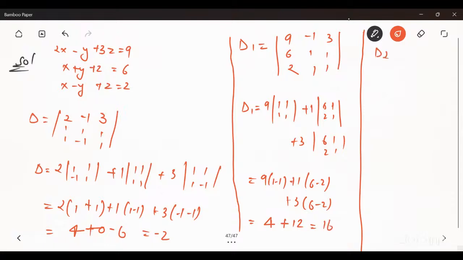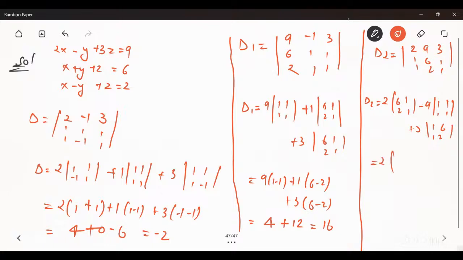Now delta 2: put the values 9 6 2 in the second column. So 2 1 1, 9 6 2, 3 1 1. So delta 2 equals 2 times (6 2, 1 1) minus 9 times (1 1, 1 1) plus 3 times (1 6, 1 2). So 2 times (6 minus 2) minus 9 times (1 minus 1) plus 3 times (2 minus 6). So 2 times 4 is 8, minus 3 times 4 is 12. So minus 4 will be the answer for delta 2.